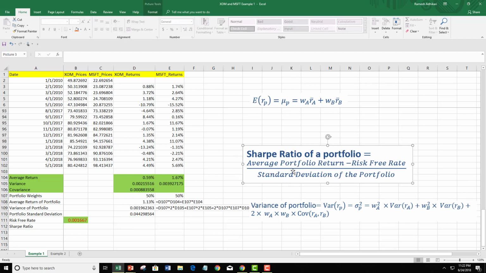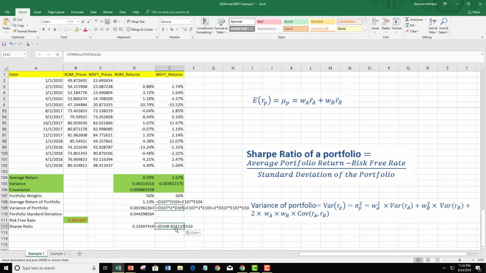Alright, now we need to compute the Sharpe ratio, and I have a formula here for your convenience. Remember the Sharpe ratio formula: average return of portfolio minus risk-free rate over the standard deviation of the portfolio, and we have all inputs given. The risk-free rate is given in the problem, so I'm going to use that risk-free rate and compute the Sharpe ratio. Therefore it equals, in a bracket, portfolio average return minus the risk-free rate, right, over the standard deviation of the portfolio. So that gives us the Sharpe ratio, and I can show you the formula here, and that's how you can compute the Sharpe ratio.